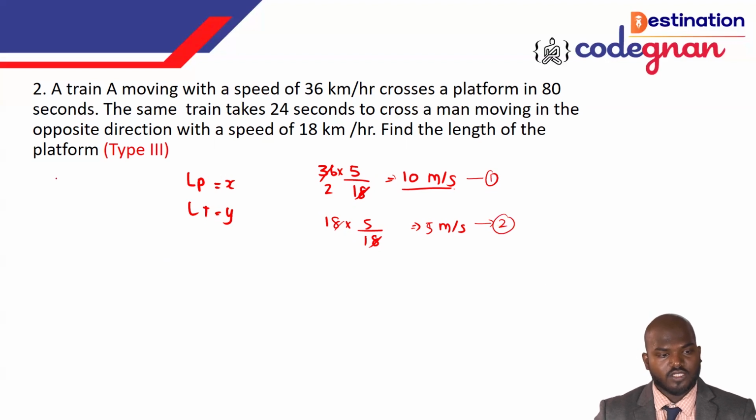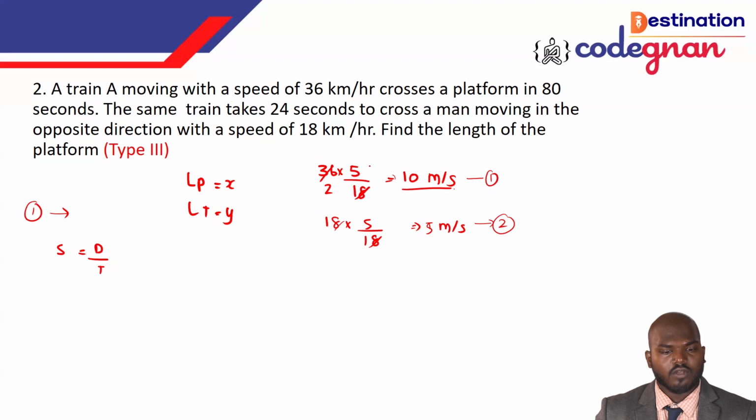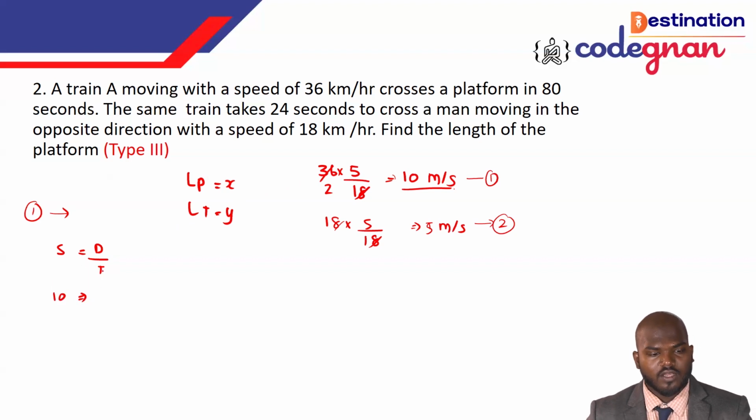Based on the first condition, train A is moving at 36 km per hour and crossing the platform. Then I'm taking the formula: speed is equal to distance by time. This is the first statement. Going to this one, guys, speed is equal to 10, and the distance I don't know. The distance is for crossing the platform, right? So I need to take the length of the platform plus the length of the train. That is x plus y.